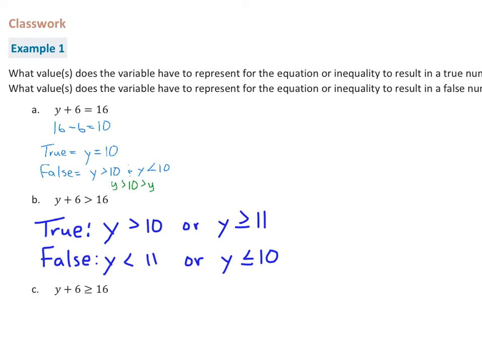Either one works. But to be false, y would have to be less than 11, right? If y is 10, which is less than 11, that's the first number less than 11, this will not be true. Or I could say that y is less than or equal to 10, because if y is 10, this is not true. This would be false. And obviously if y is 9 or 8 or 7 or 6 or 5 or 4, anything like that, it will not be true. So either of these or either of these would be correct.